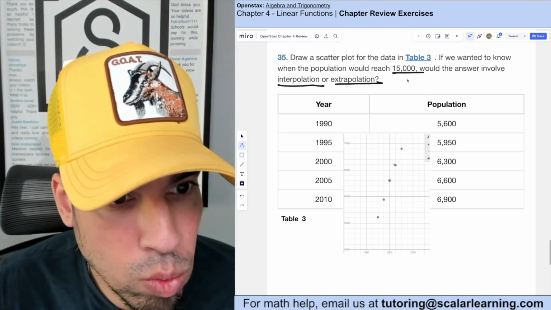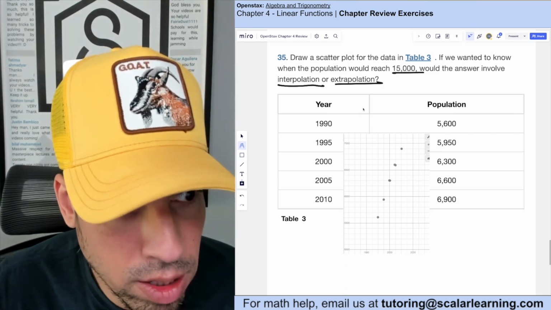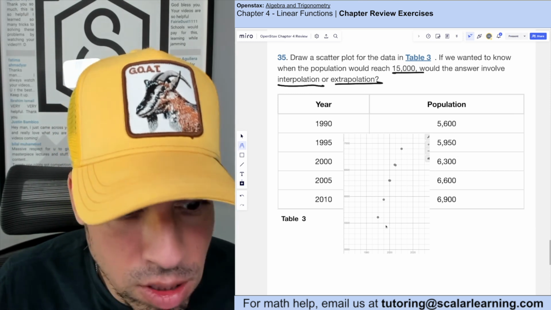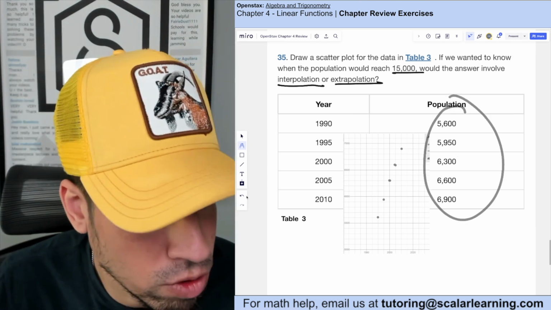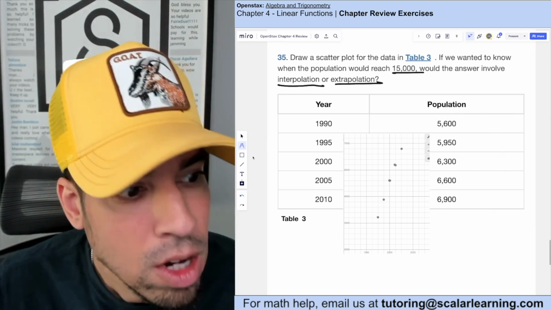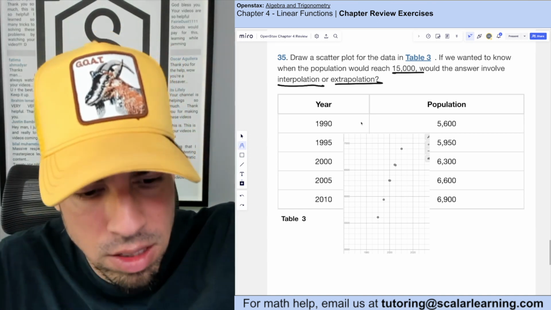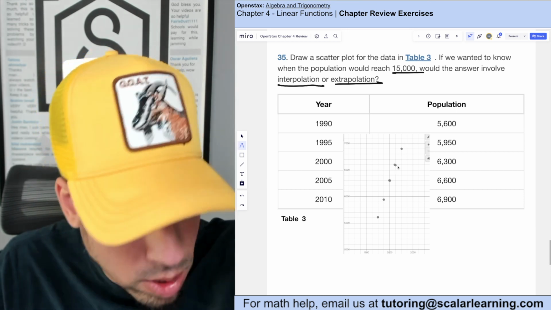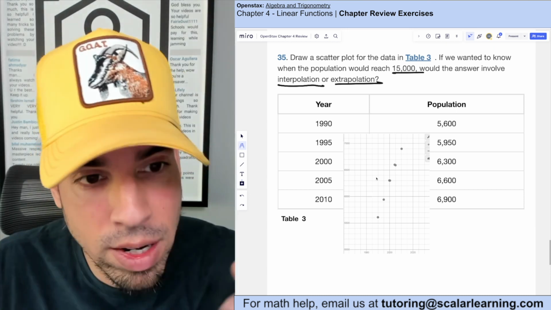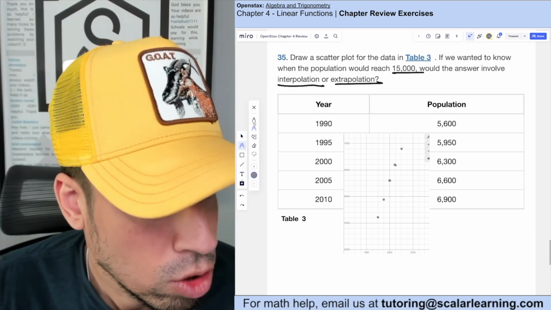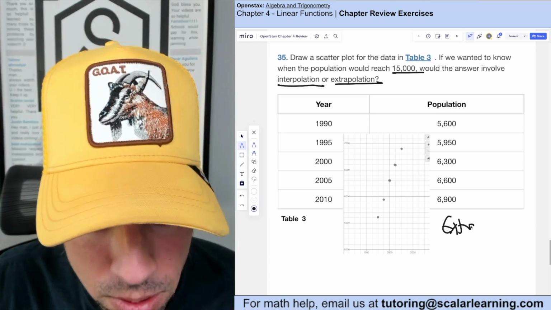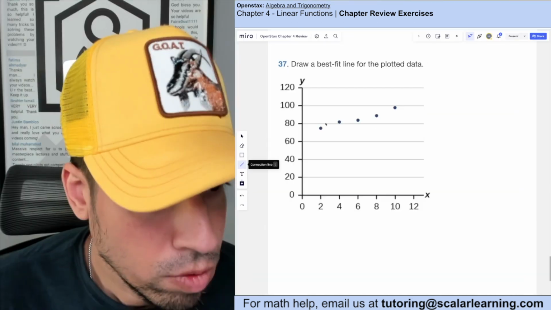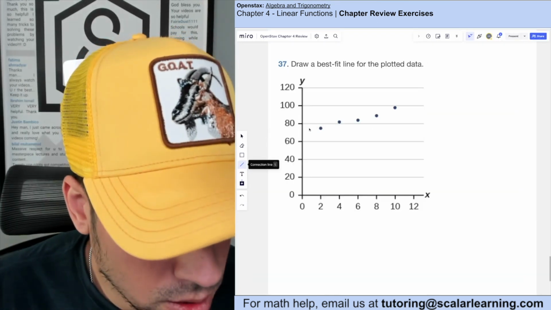Then it said if we want to know when the population would reach 15,000, would it involve interpolation or extrapolation? Well, 15,000 is outside of the range of these population values, right? We're beyond that. So we're going outside of the data set, versus if it said, hey, when is the population going to reach 6,500? That's within the data set, right? We have values below and above 6,500. So this would be extrapolation. Boom, done. So for this question, we're just trying to thread the needle, as I like to say.